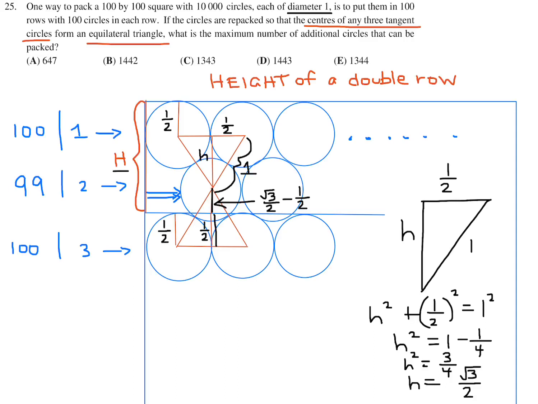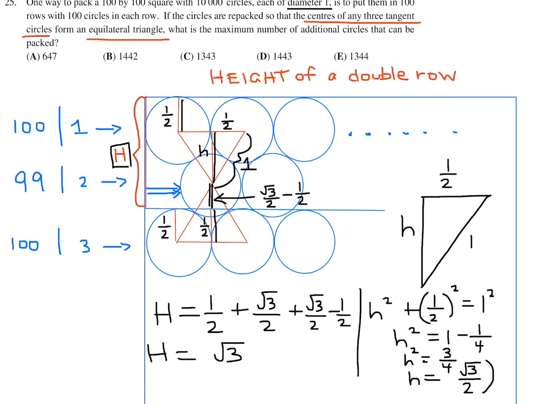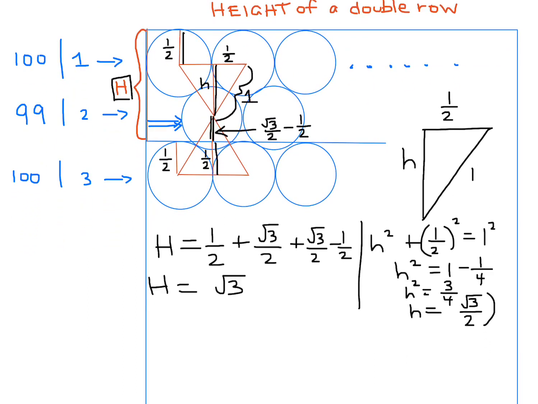All right? So now our h is equal to this h right here, a half, plus the small h, which is root 3 over 2, plus this little guy right here, which we calculated as root 3 over 2 minus a half. So that looks like the halves cancel, and that just becomes root 3. All right? So that is very important to proceed with the question.